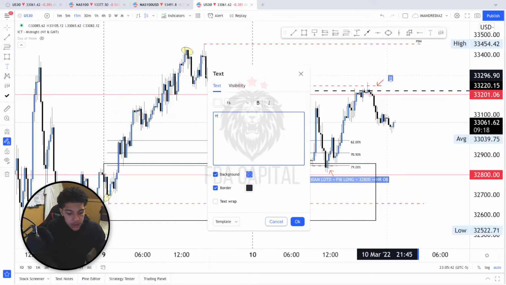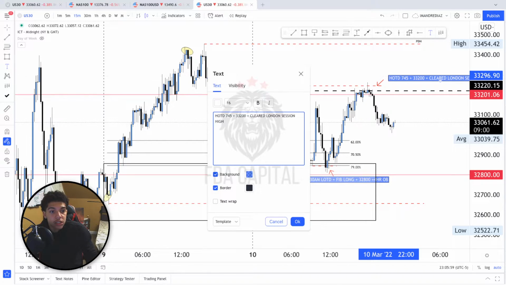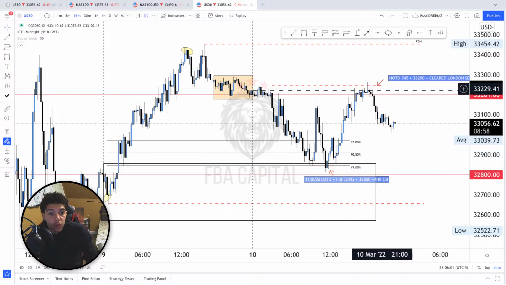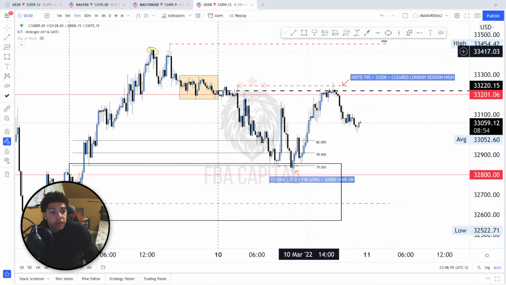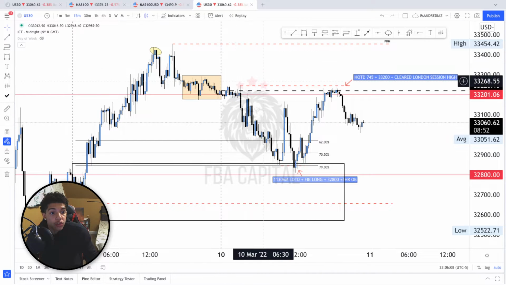So we have the high of the day at 7:45 after trading into 33,200, along with trading after, what am I going to say, it cleared the London session high. Just like that. So it cleared the London session high and also traded right above this 12 a.m. open right here. So this is why price overall did what it did and kept this overall downtrend.